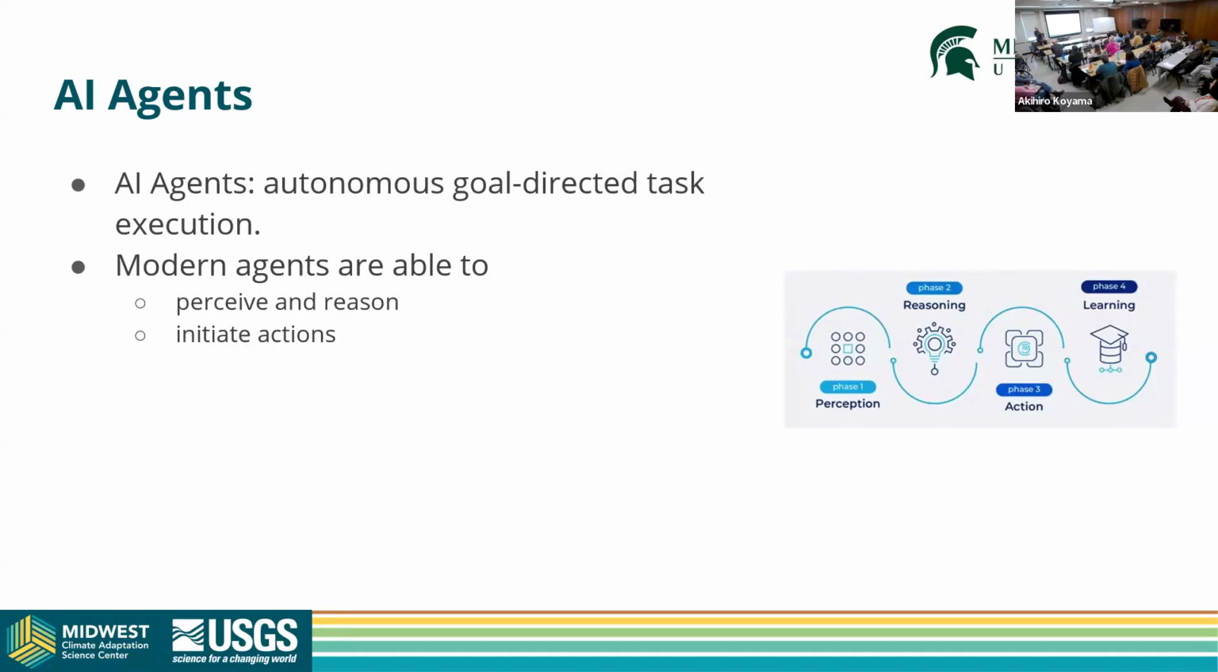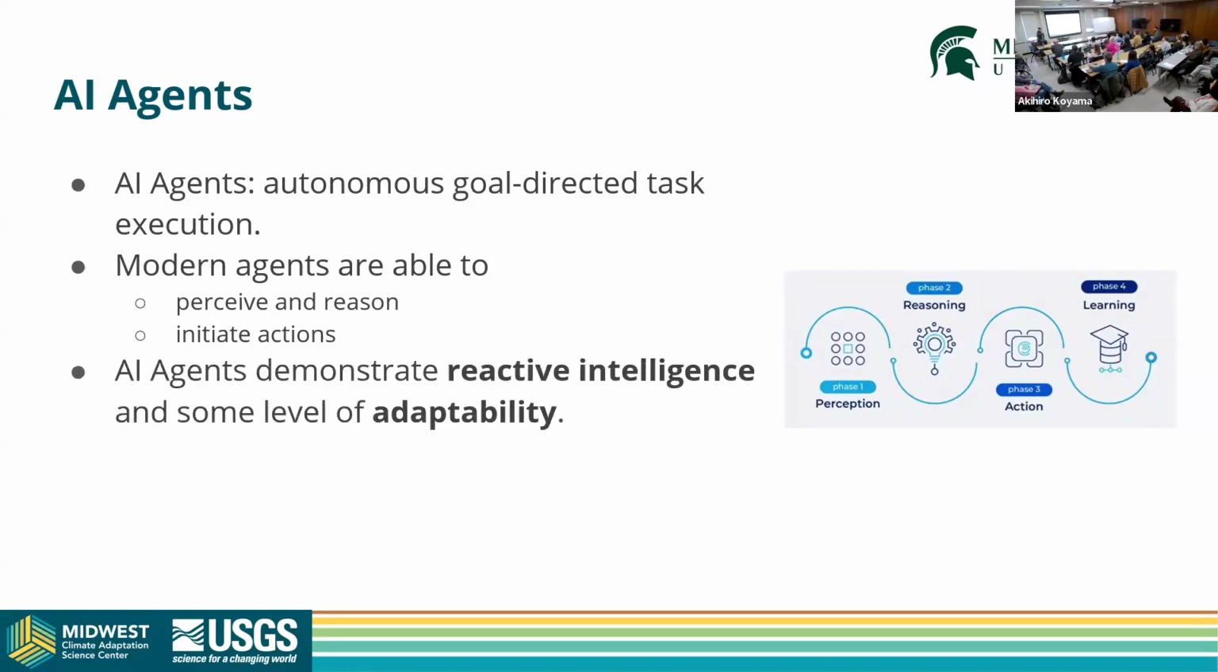Previously, AI models were not able to do reasoning as efficiently as they currently do. That helped to perform more human-like activities in this workflow. And then it can automatically and dynamically work together and take actions without any involvement of a human being. So AI agents demonstrate reactive intelligence and some level of adaptability, where a human does not need to be involved once we develop that architecture.